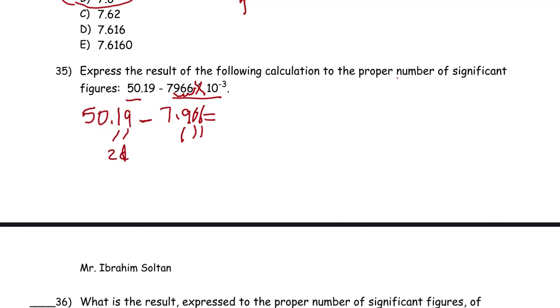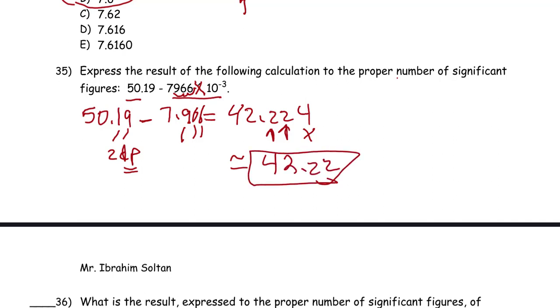2 decimal places only. The answer on the calculator is 42.224. We have here only 2 decimal places, so we will cancel the 4 because it is less than 5. So the right answer will be 42.22. This is the final answer for 35.